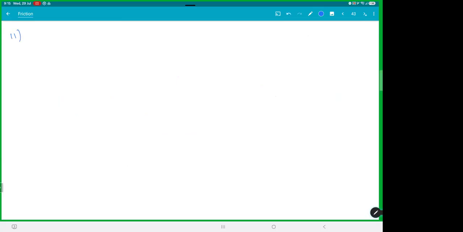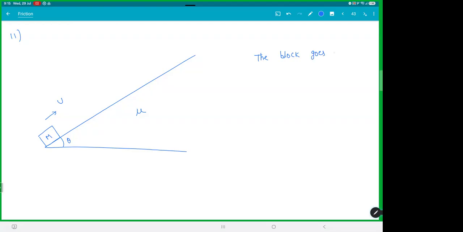See one more. We got a long incline. This is theta, this is mu. We have a block here of mass m. Someone kicked it with speed u upward. The block goes up and down and comes back. Find the ratio of time of ascent by time of descent. Assume the block never stops.